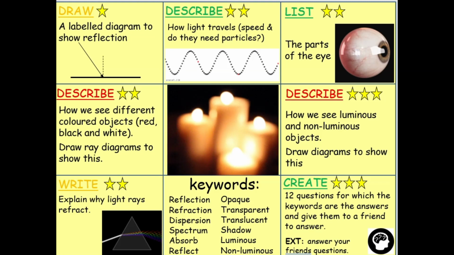Your science lesson this morning. Now, there are a range of activities here. You have an exercise to draw. You need to draw a labelled diagram to show reflection. Remember, I need you to do this using a ruler and a pencil if you have one. If you don't have a pencil, you can use a pen. That's absolutely fine. However, I need to see neat diagrams.